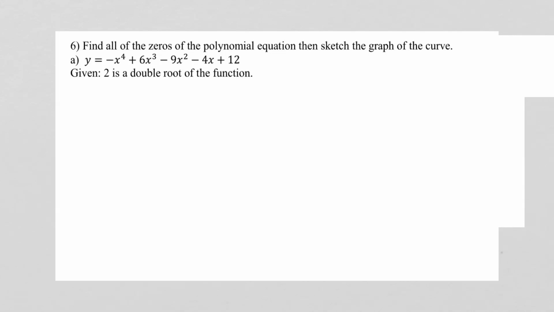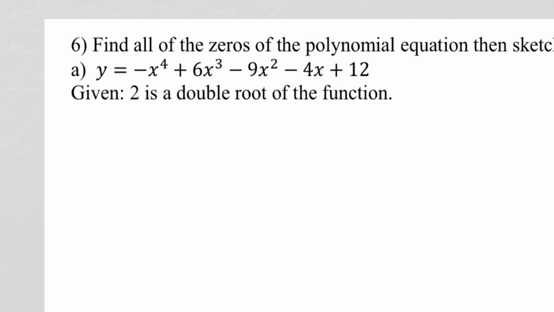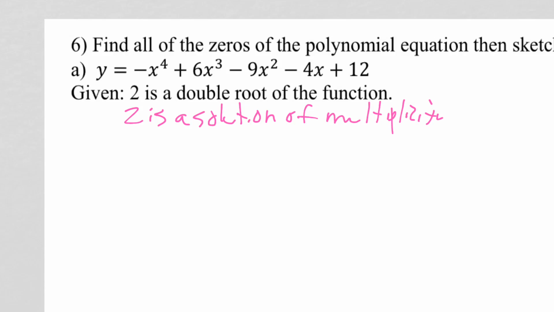Alright, 6A. Find all the zeros and sketch the graph. And our given information is that 2 is a double root of the function. What that means is 2 is a solution of multiplicity 2. Okay, well, what does that mean?